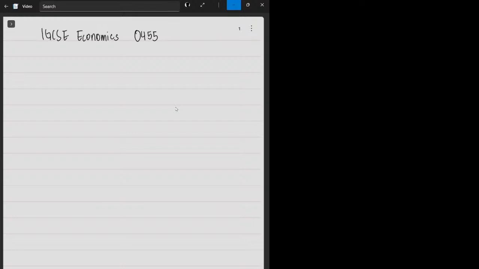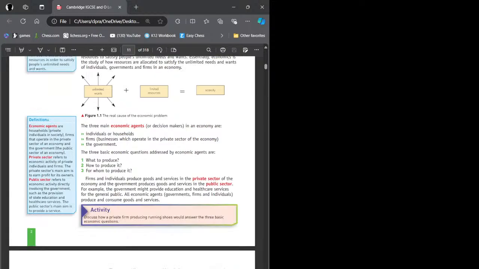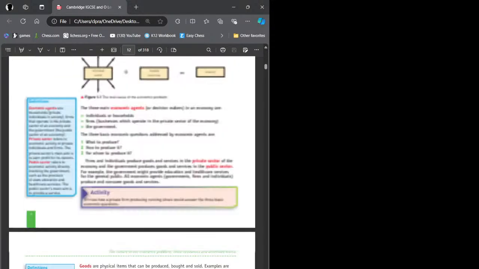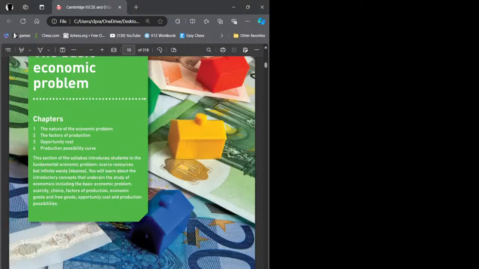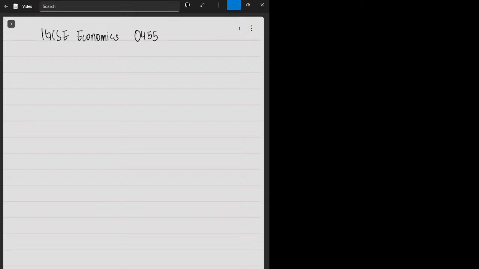So I have my textbook beside me, but I also have the textbook in the form over here. So if there's any graph or anything like that, I can just easily switch and show you guys, or even use this to read out some things that are there. Okay, so without any delay, let's start. So we have chapter one, okay? Chapter one is the nature of the economic problem.